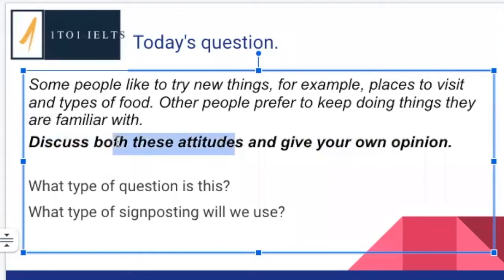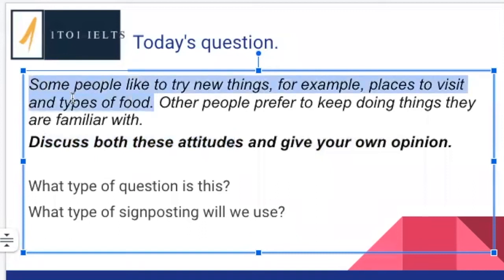We're still discussing both. So we don't choose one and go, oh, I'm going to go with that and ignore the other one. We have to follow the question. So if it says discuss both these attitudes, in one of our body paragraphs, we're going to say why some people like to try new things.